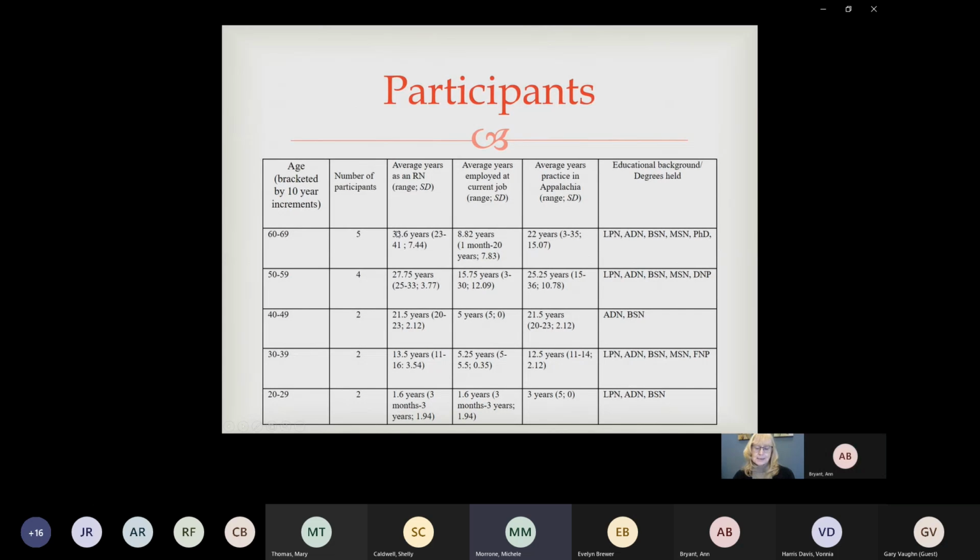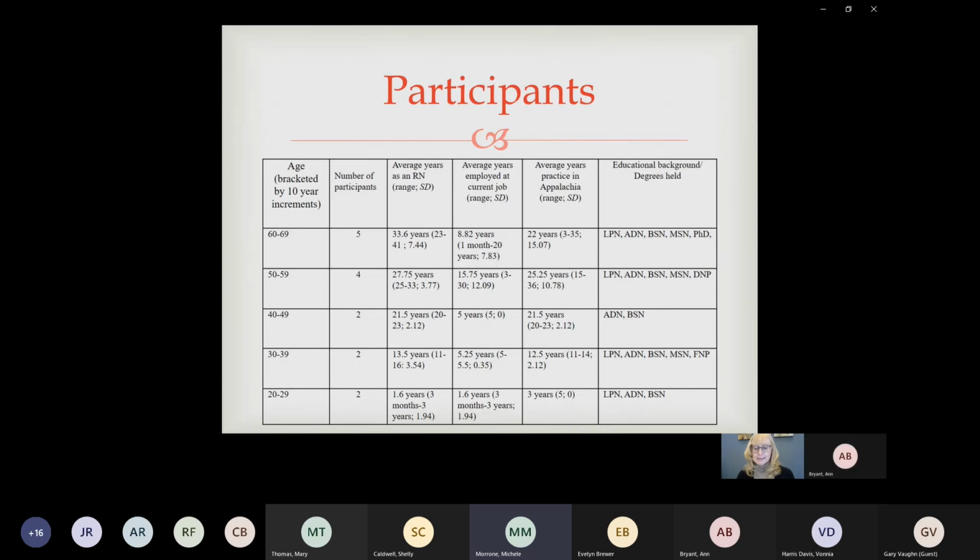Many of them started out as an LPN and all had additional education. Most of the nurses were older, and so that implies that they hold most of the experience for patient care. And that's a problem, because when they retire, and we have a lot that are retiring, most of the experience goes with them.